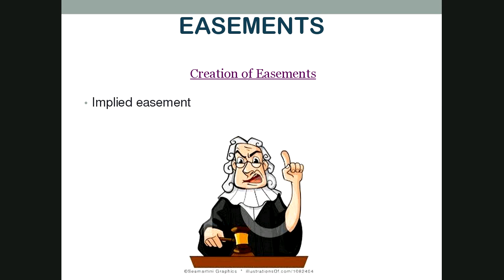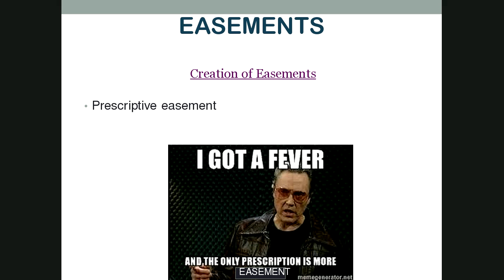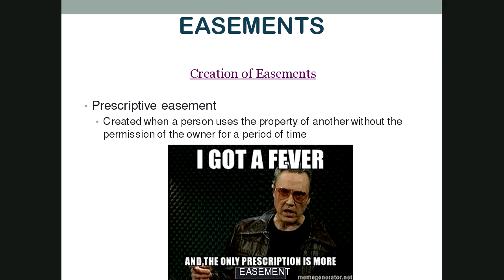So how does it work? Well, then we have an implied easement. This one is an easement created when the parties are situated in a manner that the easement is created without expressing any language, right? It's based on the circumstances. And then we have a prescriptive easement. This is an easement that's created when a person uses the property of another without permission over a period of time, much like adverse possession, but it's adverse possession for an easement.